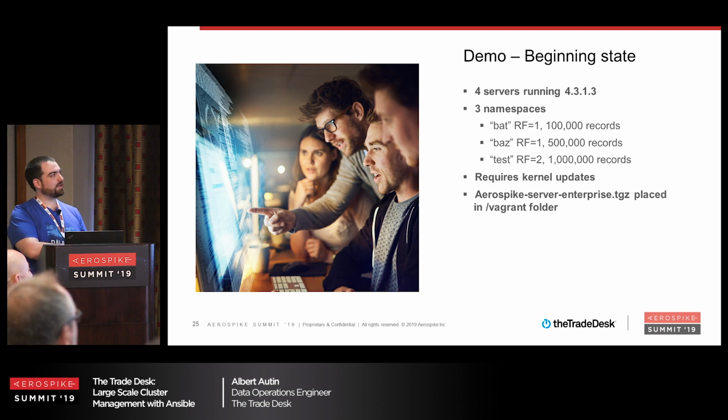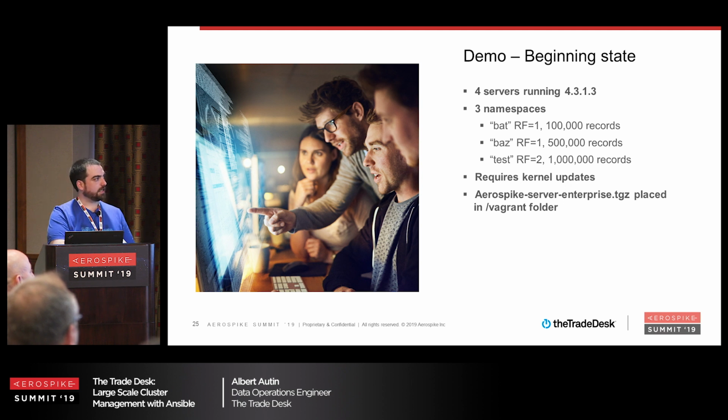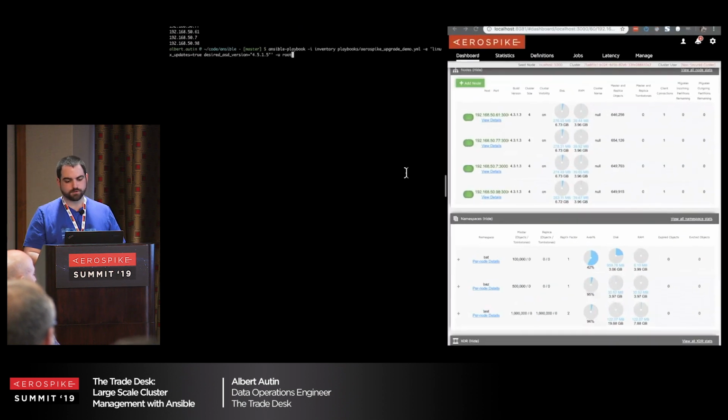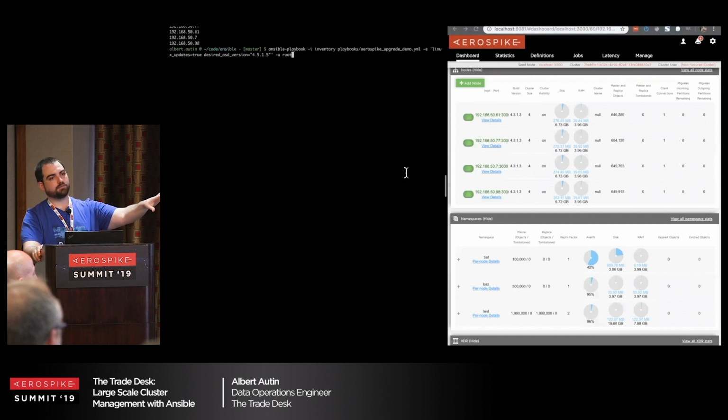So in this demo, we have these 3 namespaces. We have 4 nodes. These nodes can take kernel updates, and I place the Aerospike server enterprise tar file in the /vagrant folder. In production, we actually have Chef drop this into a folder for us to use. But just for demo's sake, that's where it is. So this is the demo I have recorded. These are all, again, local VMs. And this is AMC on the right. If anyone's not familiar, this is Aerospike Management Console. It's a pretty GUI.